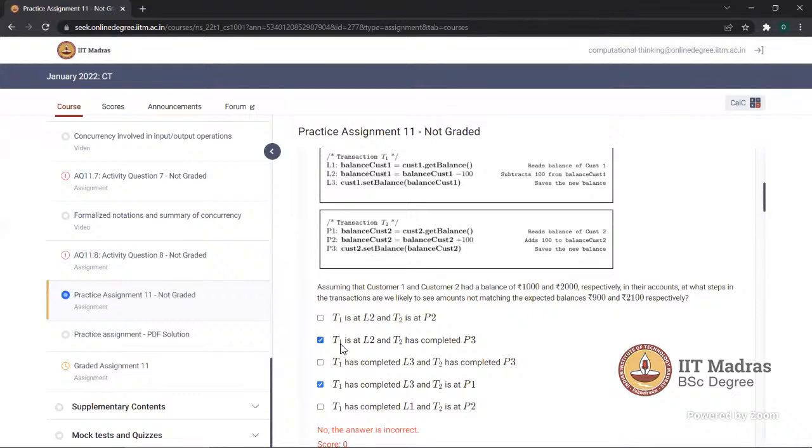What happens here? T1 is at L2, but T2 has completed P3. Because of this, there is an illusion that some extra 100 rupees came into the bank. For T1, it is still 1000. For customer 1, the balance is still 1000, and for customer 2, the balance is 2100. From where did this extra 100 rupees come?